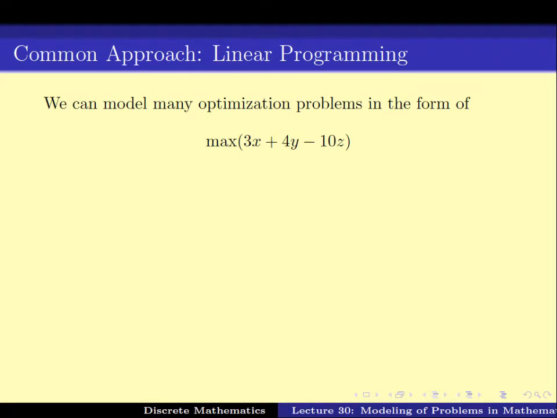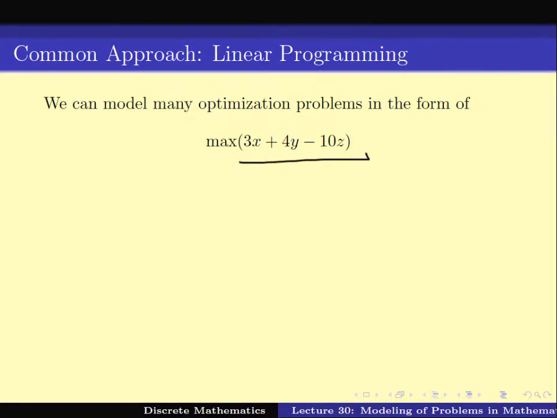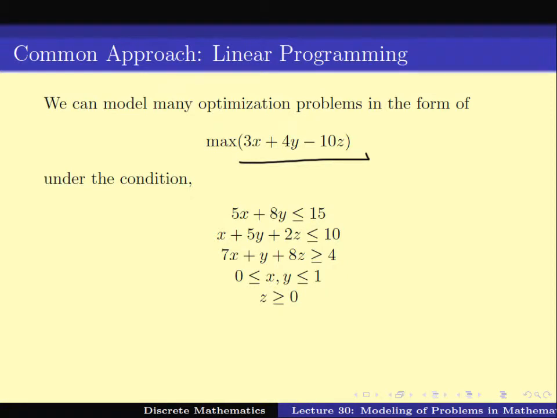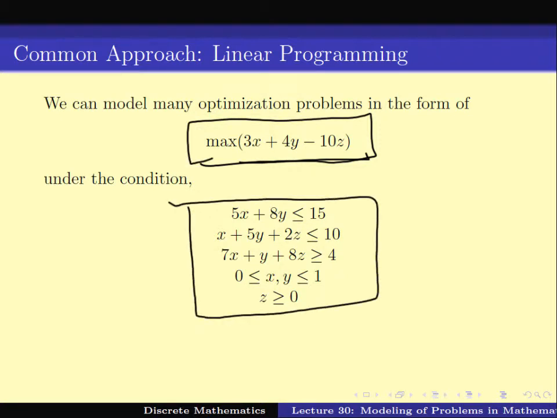Now the common approach to all of them is the linear programming approach. The idea is that you maximize or minimize a linear expression, something like 3x plus 4y minus 10z, under the condition that some set of linear constraints are satisfied. For example, 5x plus 8y is less than 15, or 7x plus y plus 8z is greater than 4, or something. So this is a typical instance of a linear program. You maximize or minimize a linear objective function under some linear constraints.